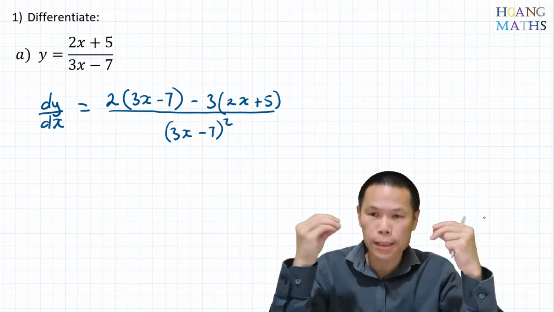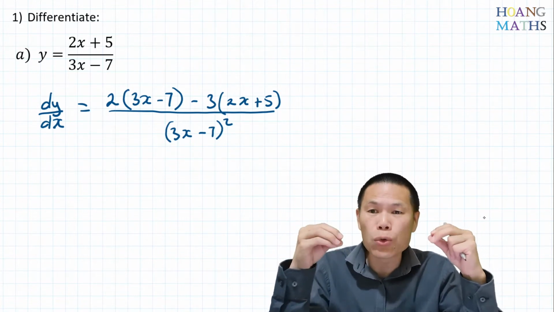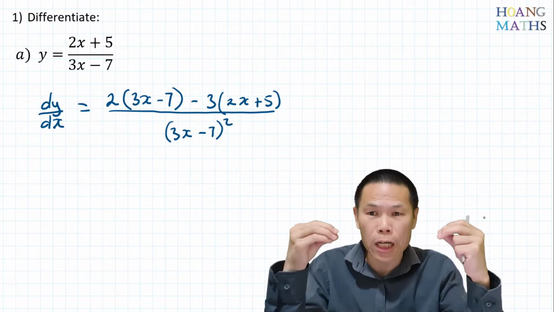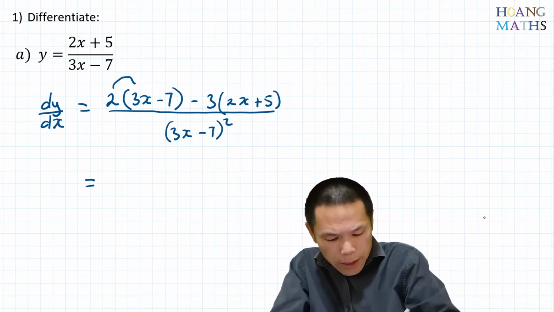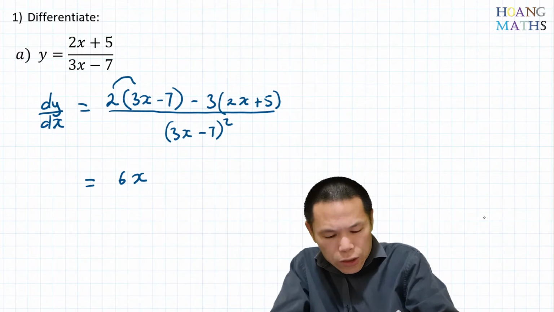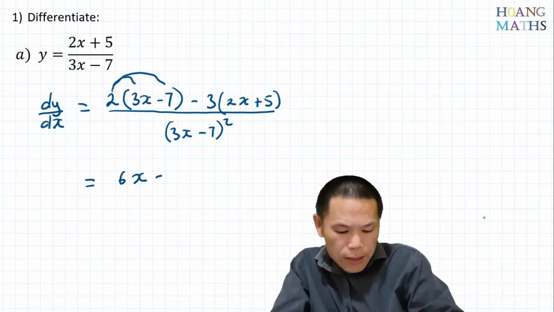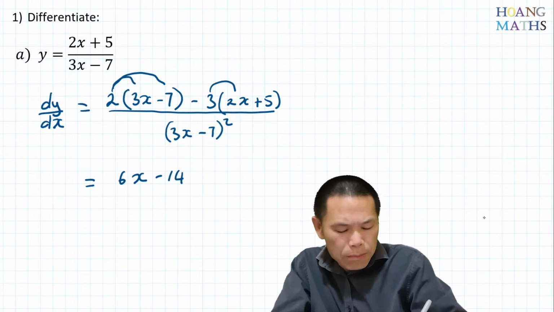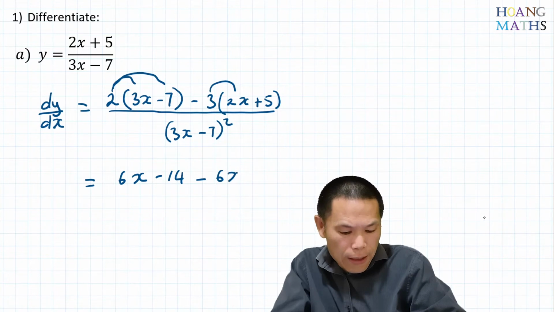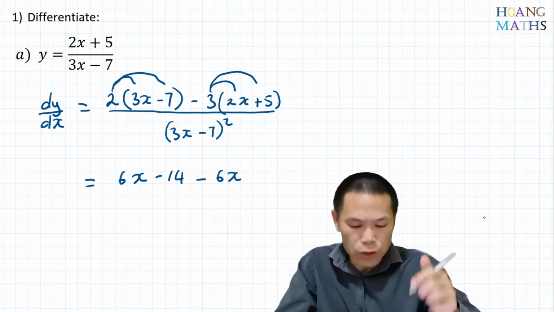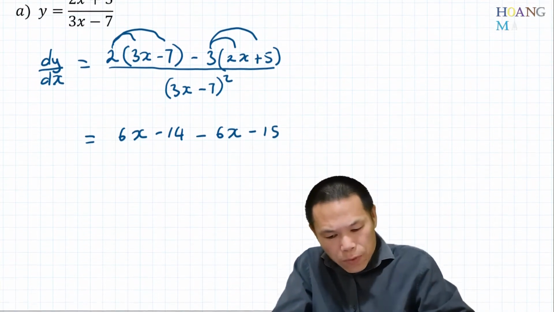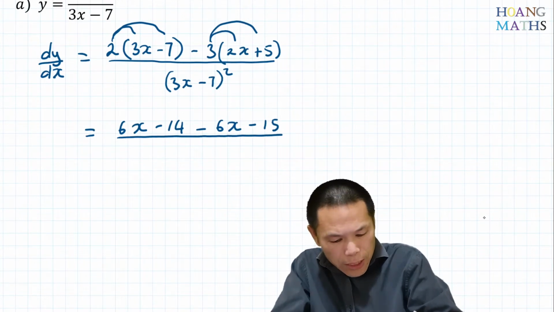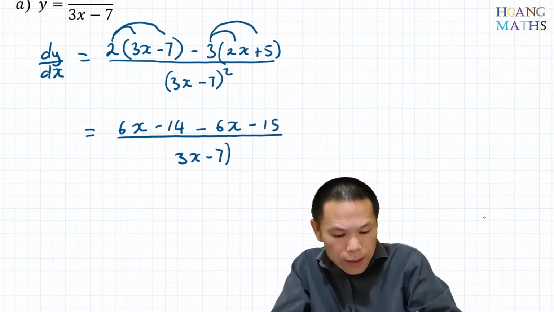But then we need to simplify. Now to simplify this, I need to expand the brackets first. And then I collect the like terms. So I just go 2 times 3 is 6, so 6x. 2 times negative 7, so minus 14. And 3 times 2 is 6, but it's negative 6, okay? So negative 6x. And negative 3 times 5, that gives me negative 15. There you go. Now I just write the denominator, that is 3x minus 7 squared.